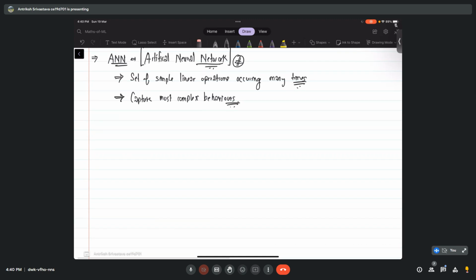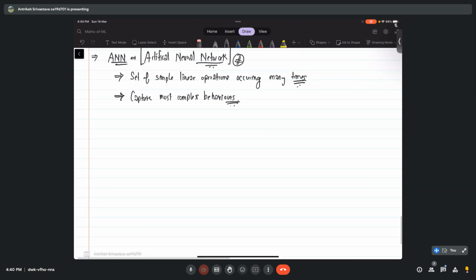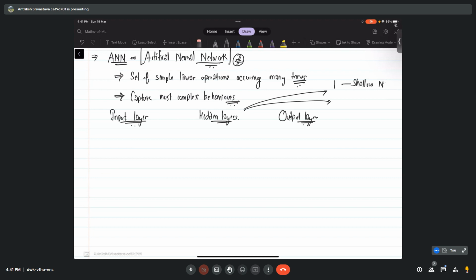So how does a neural network work? It has one input layer, one output layer, and one or more hidden layers. Now, as I told in the first class, if the hidden layer is one, it is called a shallow neural network, and if it is greater than one, it is called a deep neural network. Deep learning, also. Then the process of learning is called deep learning.